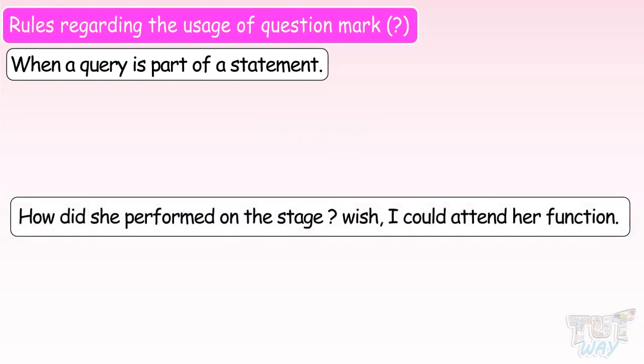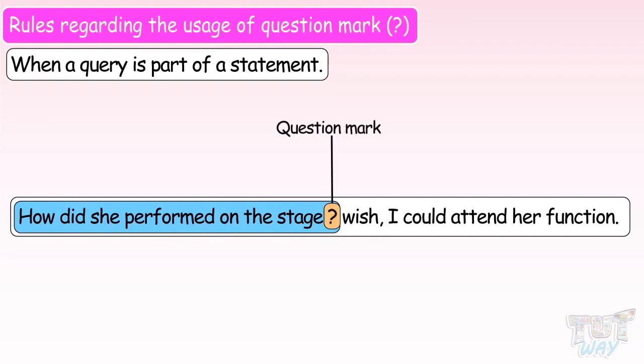How did she perform on stage? Wish I could attend her function. Here again, the whole sentence is not a question. The first part of the sentence is a question, and that ends with a question mark. And the whole sentence ends with a full stop or a period. So you can also see that question mark acts as a comma also.